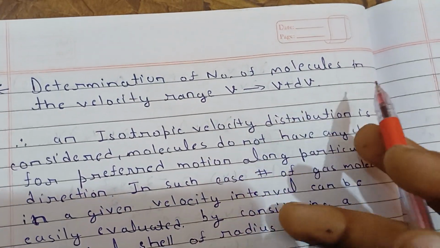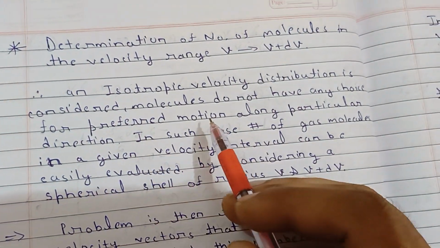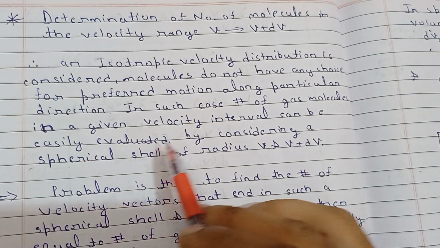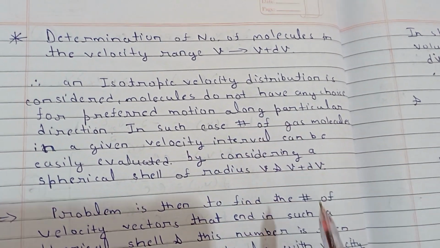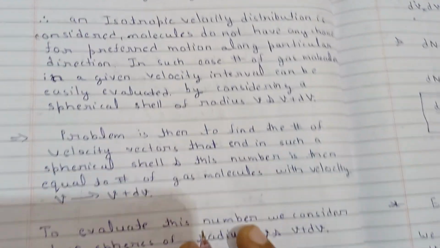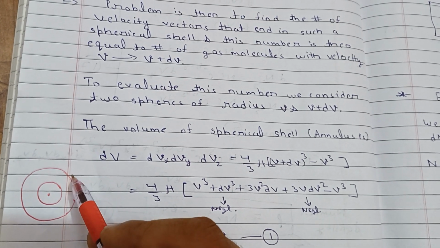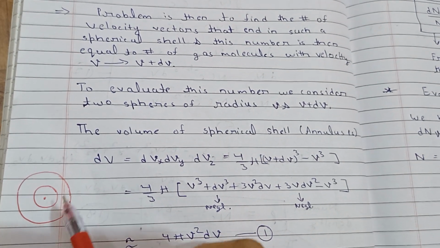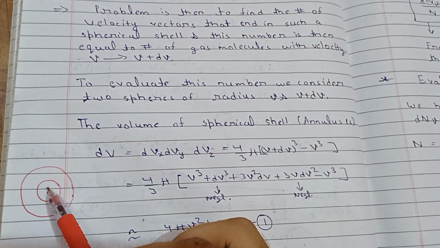Now to determine the number of molecules in the velocity range v to v plus dv, an isotropic velocity distribution is considered. Molecules do not have any choice for preferred motion along a particular direction. In such a case, the number of gas molecules in a given velocity interval can be easily evaluated. Now this is isotropic in nature, that's why we can easily calculate this by considering it the same everywhere. A spherical cell of radius v and v plus dv. Means we have this spherical radius for v, and this radius is v plus dv. Now you just multiply the volume element dv from this and the number density, and you will get the total number of particles. So you can use simple symmetry because of the isotropic nature.